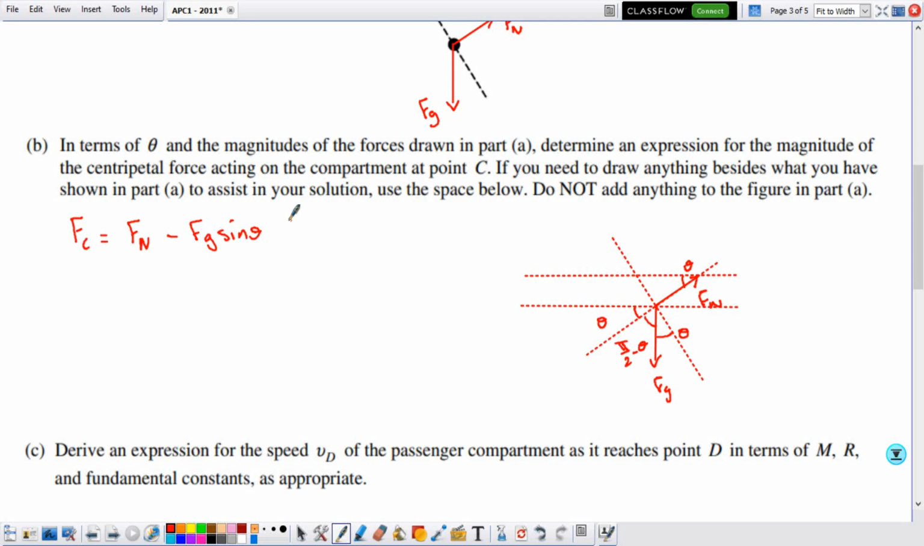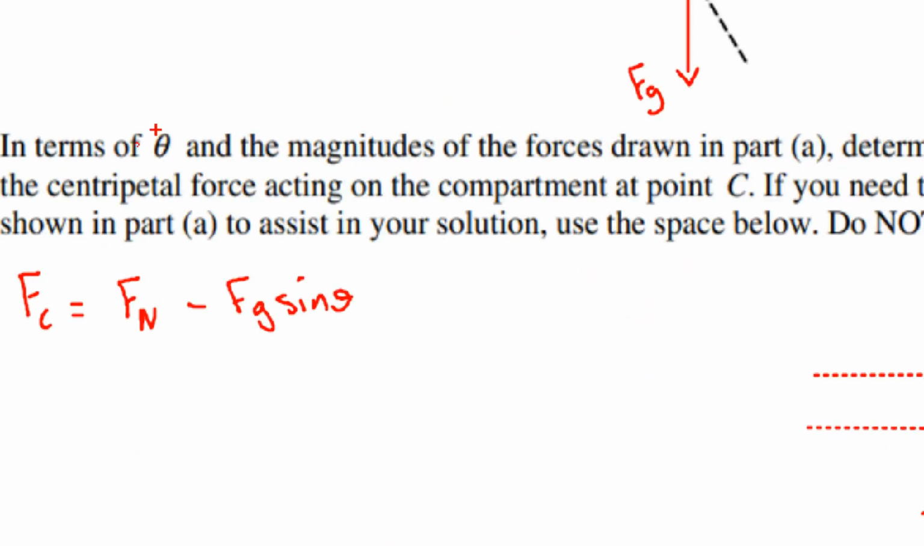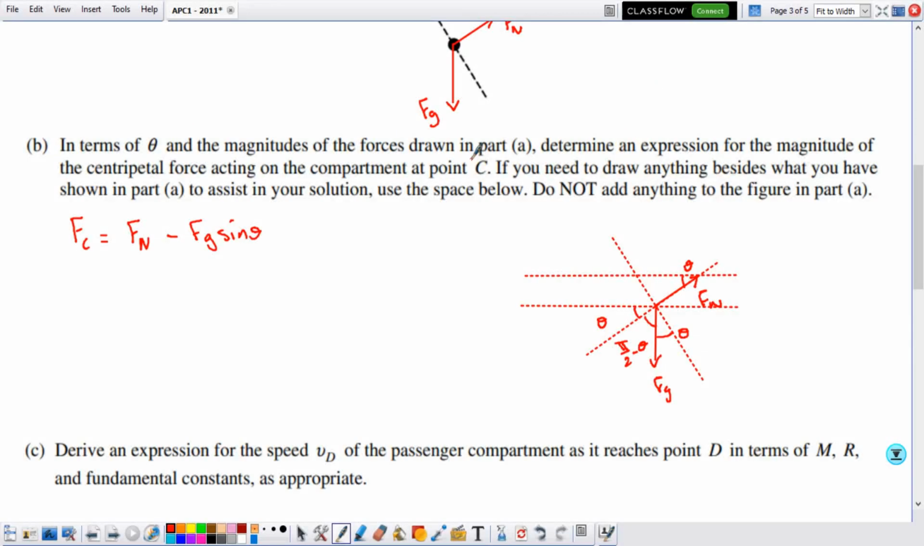And notice that we're asked to express the magnitude of the centripetal force in terms of theta. So basically sine theta is accepted. Don't expect that they will ask you to express in terms of sine and cosine, because these are functions. And the magnitudes of the forces, which are basically the normal push and the pull of gravity, have already been represented in part A. So basically this is it for part B.